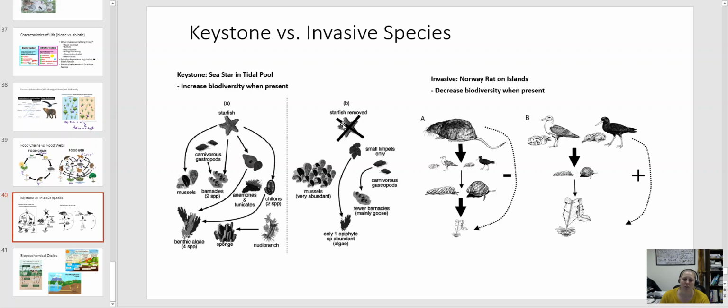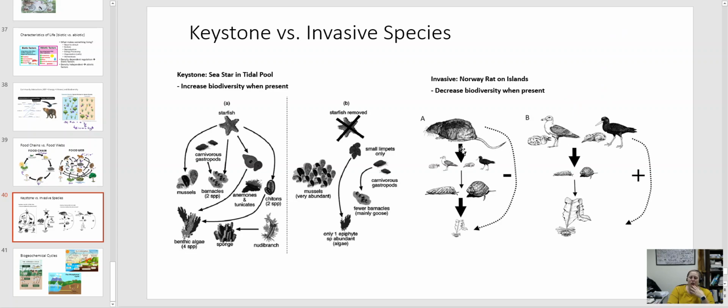When we remove the starfish, which was actually the research that was done first to determine a keystone species, we see that we lose biodiversity. Mussels become very abundant. They are filter feeders. They eat a lot of the algae. That then results in fewer barnacles, fewer epiphytes, no sponges, no nudibranchs. We lose the anemones. We lose the tunicates. These mussels just outcompete everyone else. The sea stars are going to keep those populations in check. That is the key with a keystone species. Invasive species decrease biodiversity.